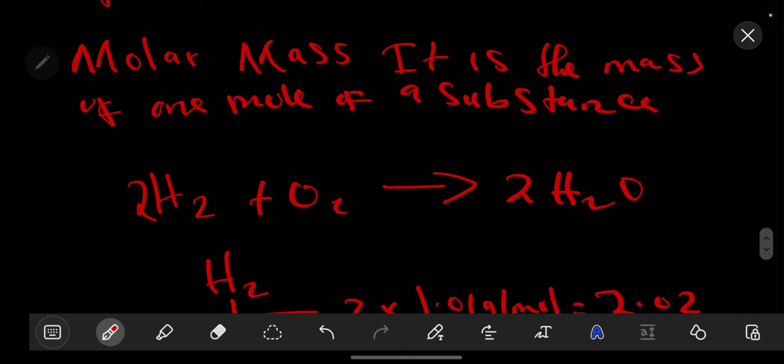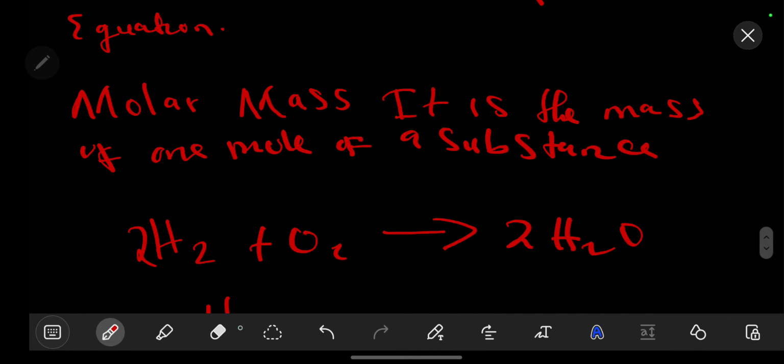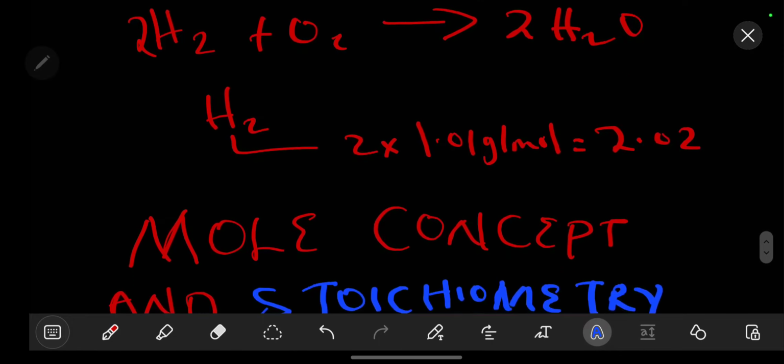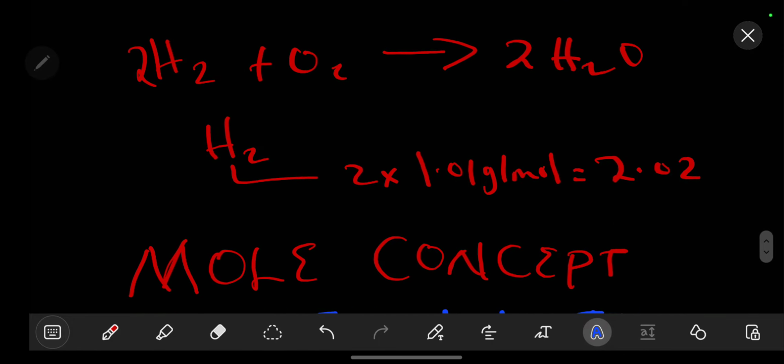Now remember, the molar mass is the mass of 1 mole of a substance. So that is very important, 1 mole of a substance. If you have something like this, you are going to look at how many moles. Here we have the 2, so we are not going to multiply by 2 because the molar mass only shows you 1 mole of a substance.